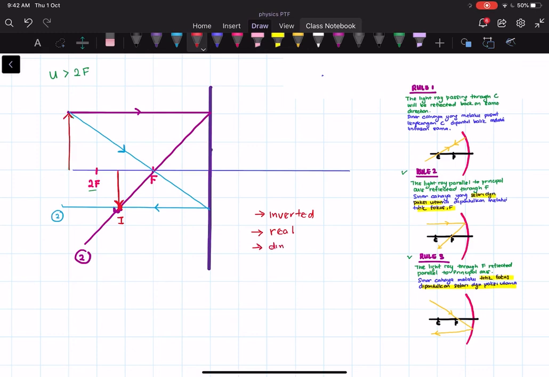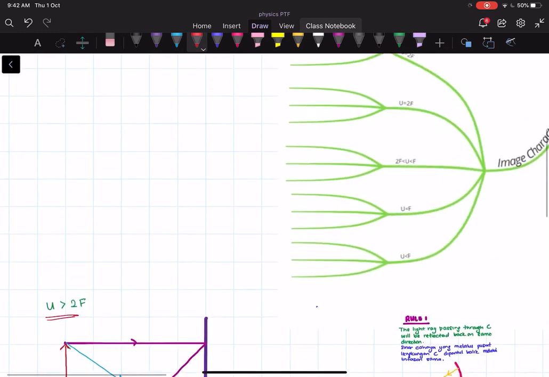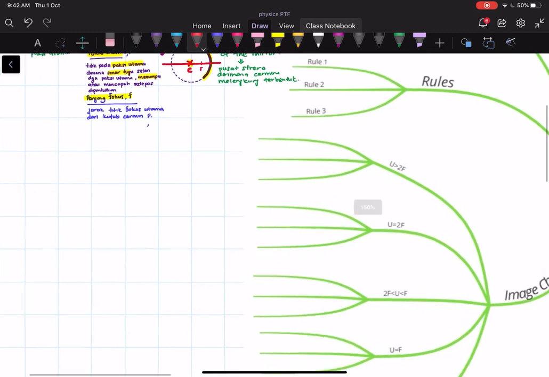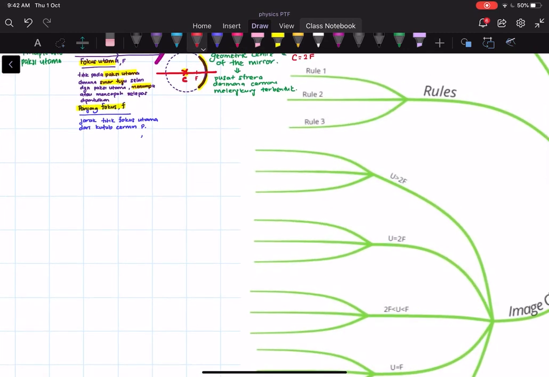This will be the characteristics of the image that is formed when an object is placed at a position more than 2F. Now go back to the mind map that we have here, and let's write down what characteristics we had. We had a real image. We had an inverted image, and also we know that the image becomes smaller, diminished.